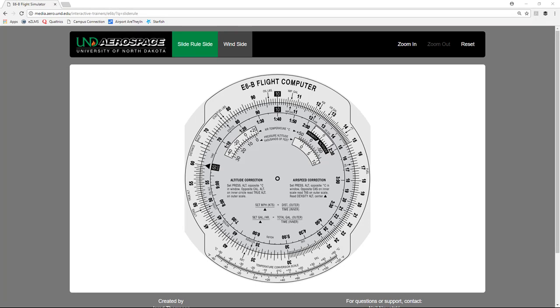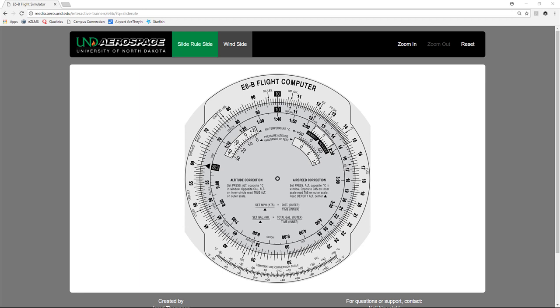So before we get started here, again, the scales on the E6B: your outer scale is the A scale, and the middle scale here is the B scale. We are not concerned with the C scale for these calculations. We will obviously use the windows on the face of the E6B, but we will not use the C scale. So we're only concerned with the A scale, the B scale, and the windows on the face of the E6B.